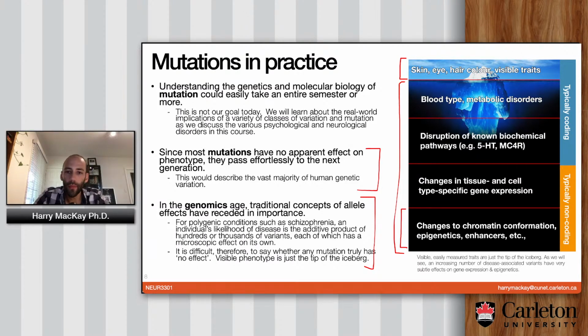So here on the tip of the iceberg, we're talking about genetic variation that influences very visible traits, things like skin color, hair color, eye color, that type of stuff. These are typically coding because they typically affect the protein coding sequence, or at least they very directly affect whether a protein is or isn't expressed or is functional or not. So they're typically coding.